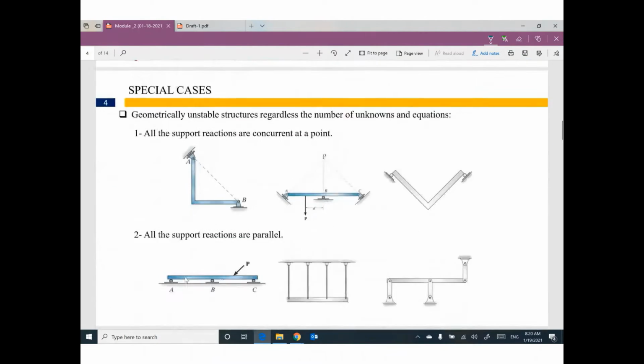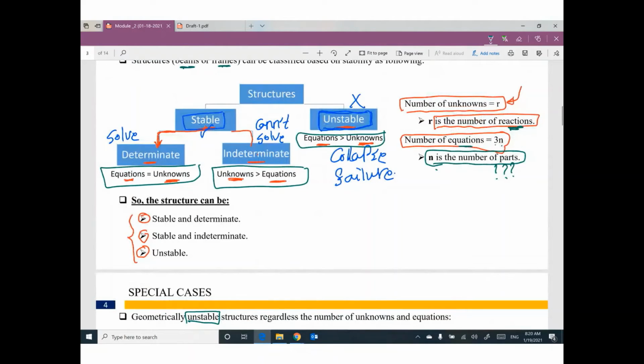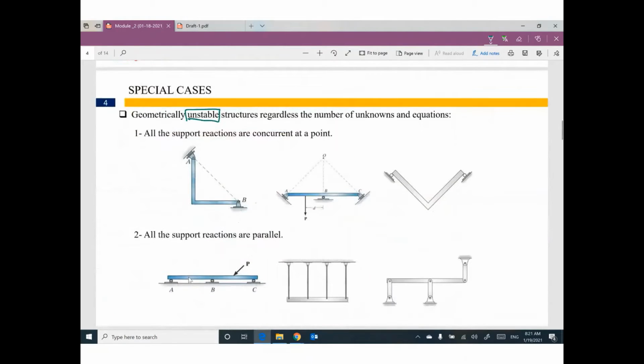Before starting our examples today, we have special cases. What do I mean by special cases? Your structure will be unstable regardless of the relationship between the number of unknowns and the number of equations. I don't care about this relationship, and I can say this structure is unstable because it is a special case. We have two cases. If you find one of them, you can say without any thinking, this structure is unstable.